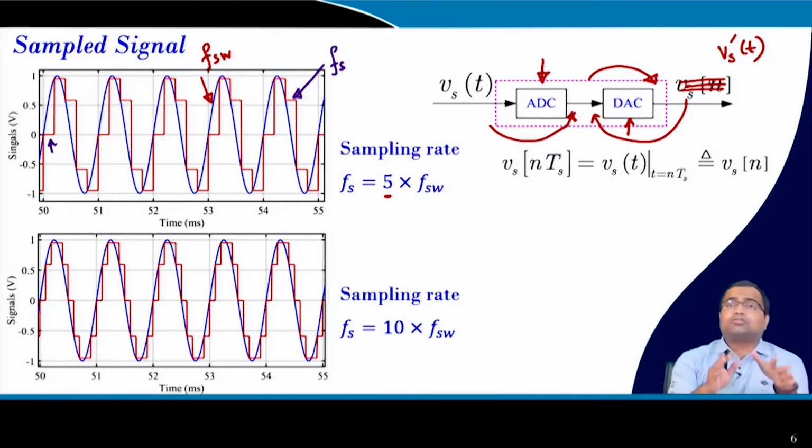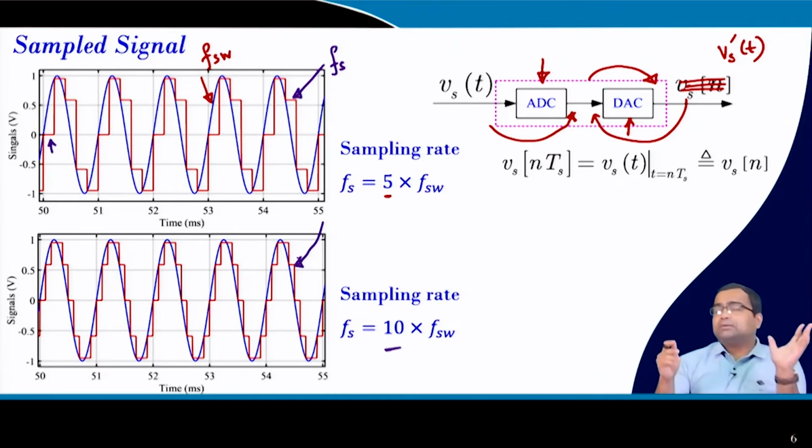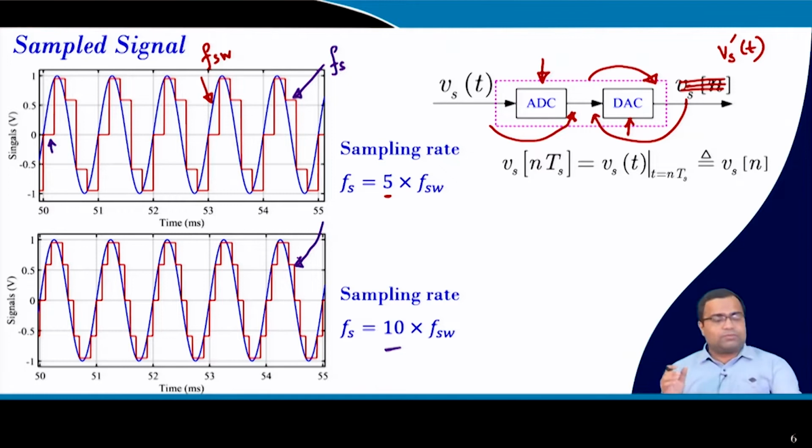But here we have not considered any quantizer. If we apply a quantizer, you may get an even more distorted waveform, but for the time being we are only talking about sampling rate. So, if we increase to 10 times, then we will get behavior closer to the analog signal, but still they are not exactly the same. So, now the question is, what should be the sampling rate? Should we go to 100 times? Should we go to 200 times?